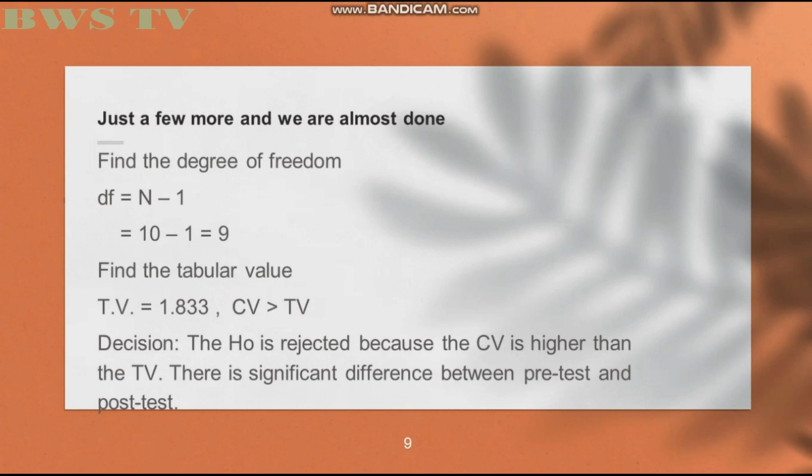Once you're done with that, you're going to find the degree of freedom, whose formula is n minus 1. Then, once you're done finding the degree of freedom, you're going to find the tabular value. And apparently, in the example, the tabular value is lesser than the computed value, which gives us the conclusion that the hypothesis is rejected because the computed value is higher than the tabular value. There is a significant difference between the pre-test and post-test.